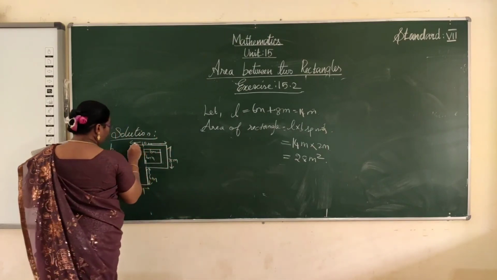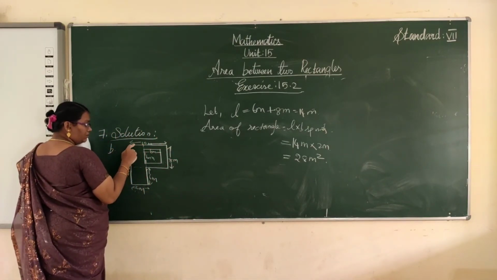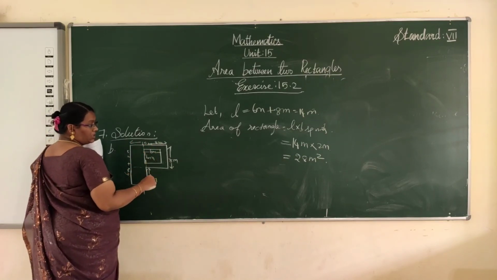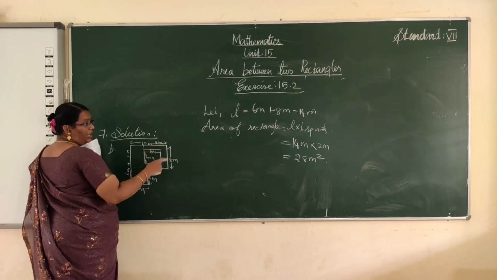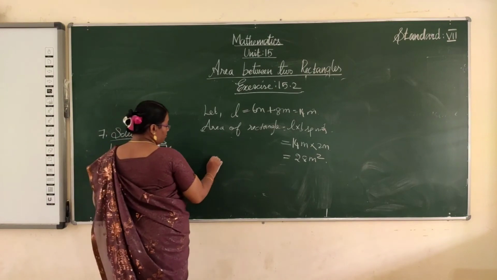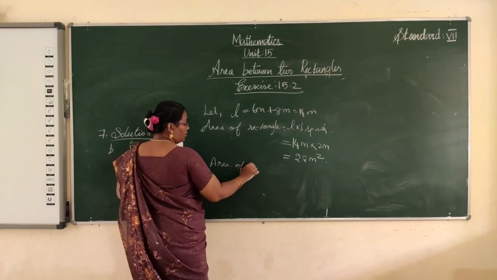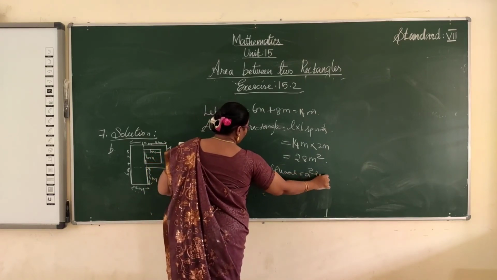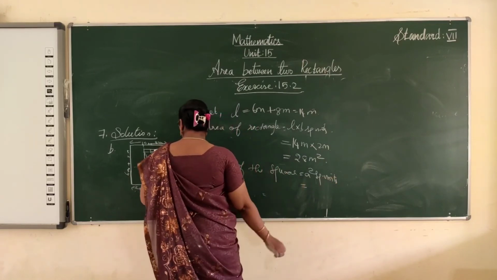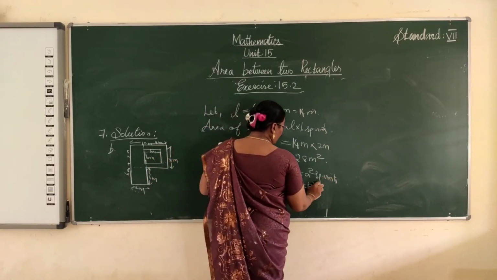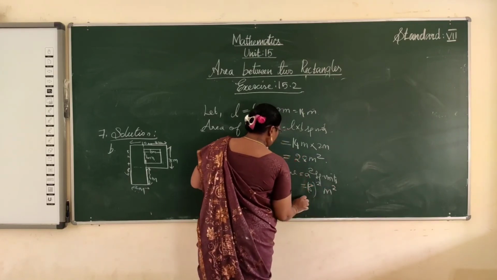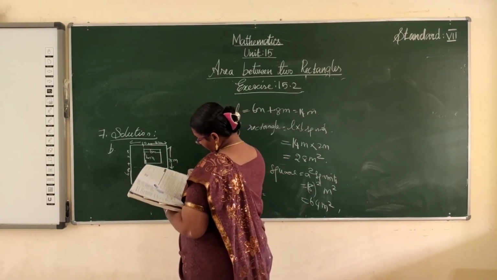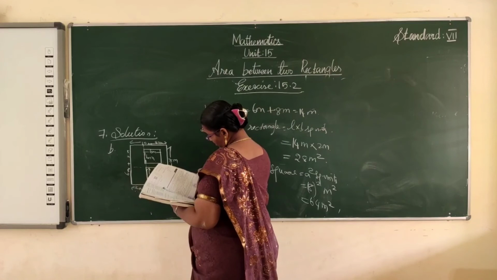See here, 2 we have considered from the 10, so 2 centimeter, remaining here 8 centimeter. This is a square. So what is the area of the square? Area of the square is equal to a square units. So a value is 8. So 8 square, 64 meters square. What we have to find out? Find the area of the shaded.